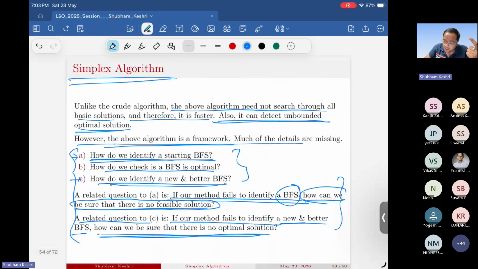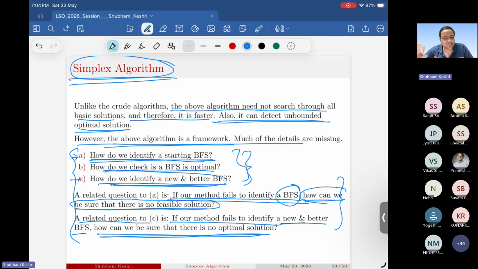What are those questions? How will we identify the first basic feasible solutions? How will we perform the check if that basic feasible solution is optimal or not? How are we going to identify a new and better basic feasible solutions? So once you have answered these questions, then you will be able to propose an algorithm which solves an LP, and that algorithm is simplex algorithm. So we'll not go into the details because this will take at least 5-6 lectures to cover everything. But these are the questions which were answered before this simplex algorithm was developed. So once we had these answers, then we could say that simplex algorithm could solve LP to optimality.